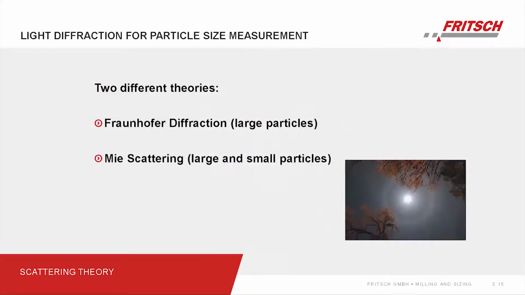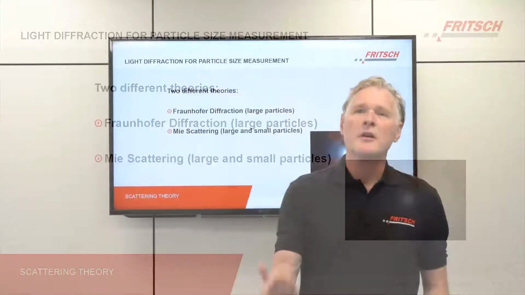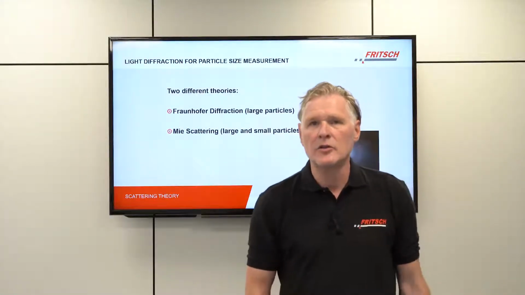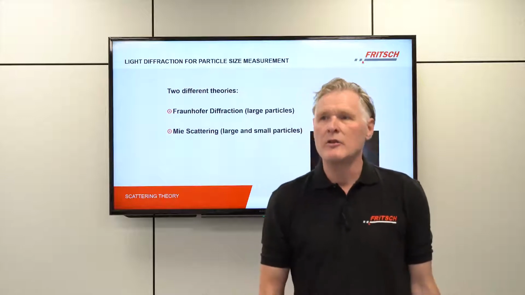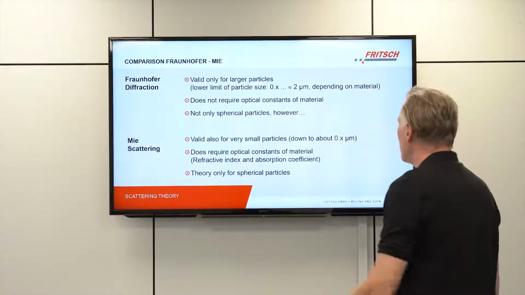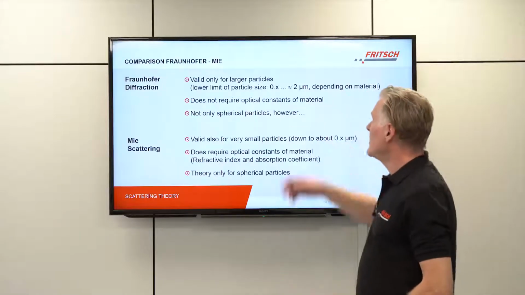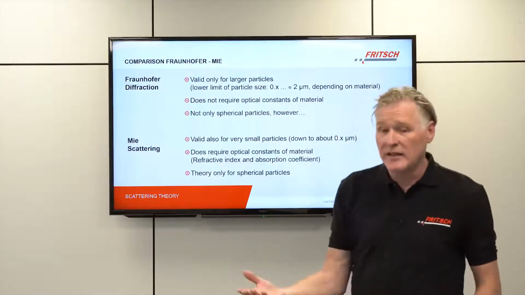What is now the exact theory that we use? Well, here we have 2 different theories. The so-called Fraunhofer diffraction is valid for large particles. And second, the Mie theory, which is valid for both large and small particles. Let's take a closer look at the difference between the 2 theories. So here we have first the Fraunhofer diffraction, which, as stated here again, is valid for large particles.